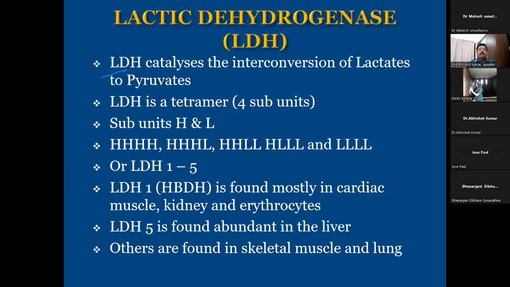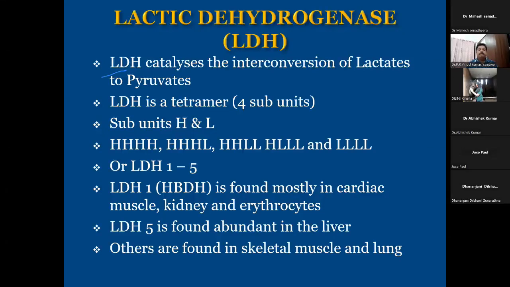LDH is a tetramer. The subunits are H unit and L unit. So, HH, HH, HH, HL, HH, LL, HLLL, and LLLL, or LDH 1 to 5. LDH 1 is otherwise known as HBDH, hydroxybutyric dehydrogenase. HBDH is very commonly estimated in human beings in the coronary ICU because almost 100% of LDH1 or HBDH is distributed inside the cardiomyocytes. So when there is cardiomyocyte degeneration, HBDH level increases. This can be used in our condition also. The same thing happens in dog also.